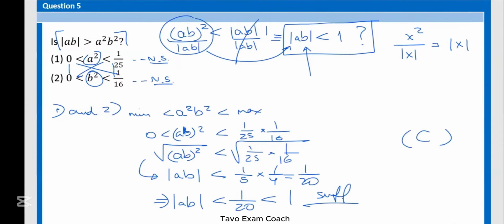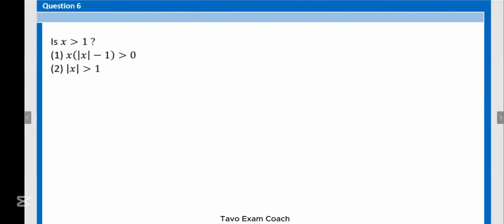Let's check another example. Question 6. Is x greater than 1? The question is simple enough, so we don't need to reformulate anything there. Let's attack the corresponding statements. A product of two factors is positive, affirms statement 1. The factors are x and the parentheses expression here. So we have two cases. Either expression is positive or negative.